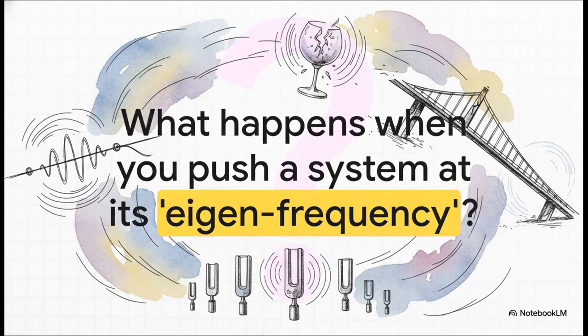And I want to leave you with one last thought to chew on. If these are the natural preferred frequencies of a system, what do you think happens when you push that system from the outside at exactly one of its eigenfrequencies? This question right here hints at the incredibly powerful and sometimes incredibly destructive phenomenon of resonance, which explains everything from a singer shattering a glass with their voice to the famous collapse of the Tacoma Narrows Bridge.